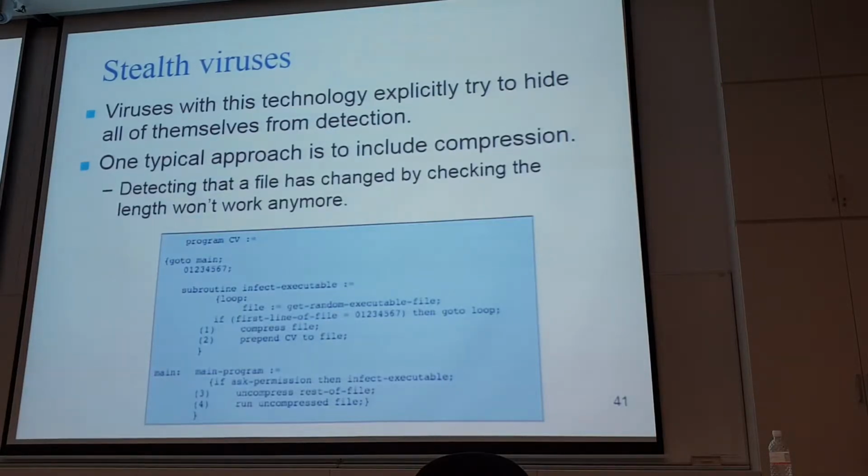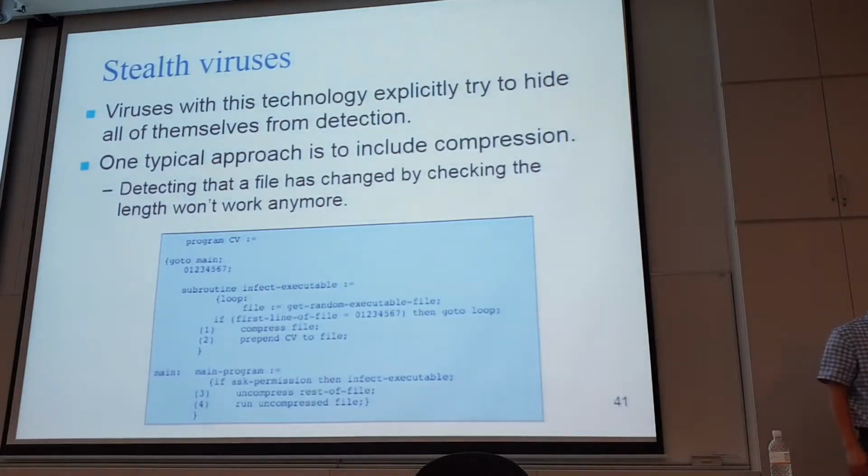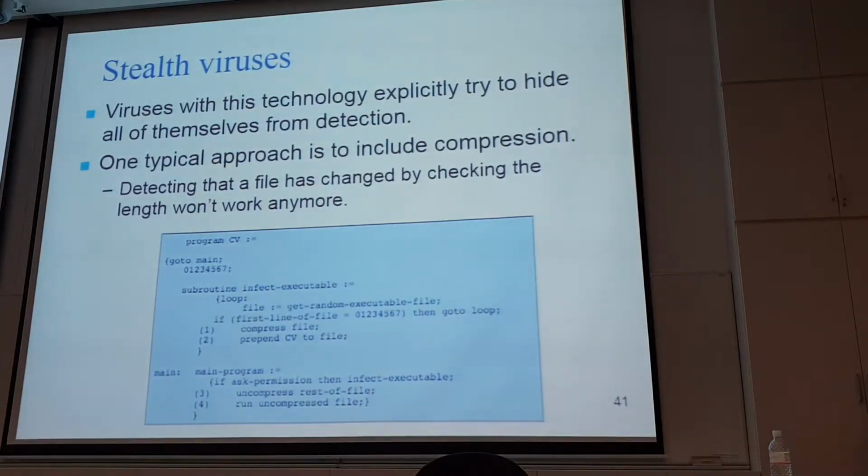Another way to hide the virus is to do compression. Why compression? Because if you attach a virus to a file, then the size of the file will change. In order to make sure the file size remains unchanged, the virus will do compression. This is a pseudocode from the textbook.